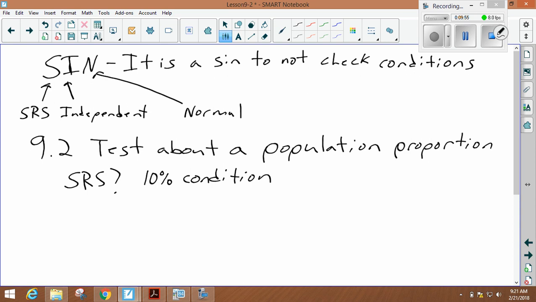Does your sample represent at least 1/10 of the population, right? And then we need to check for large counts. Your book says large counts, but really we're checking for, hey, is it normal? All right, we're checking to see if it's normal. How do we check that?